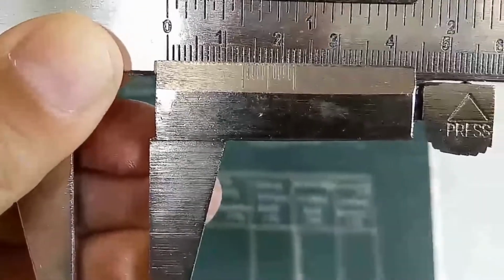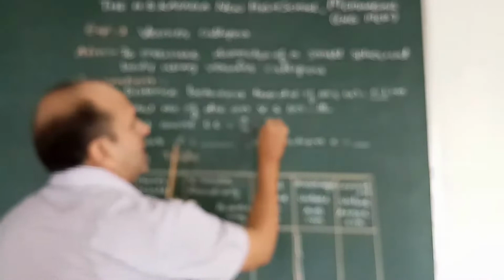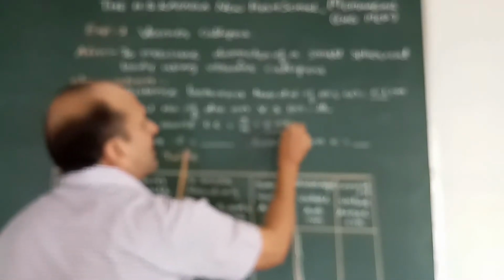So first let me note down the least count of the instrument. The distance between two divisions of the main scale is equal to 0.1 centimeter, and the total number of divisions on the vernier scale is 10. Least count LC is equal to x by n. x is equal to 0.1, dividing by n equal to 10, so it is equal to 0.01 centimeter. This is the least count of the instrument.